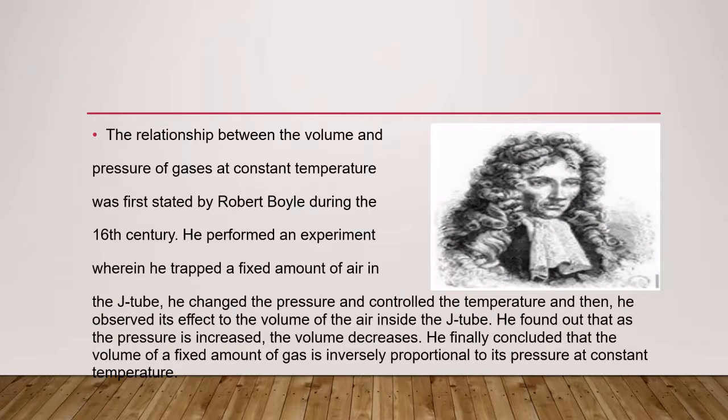The relationship between the volume and pressure of gases at constant temperature was first stated by Robert Boyle during the 16th century. He performed an experiment wherein he dropped a fixed amount of air in the J-tube. He changed the pressure and controlled the temperature, and then he observed its volume inside the J-tube. He found out that as the pressure is increased, the volume decreases. He finally concluded that the volume of a fixed amount of gas is inversely proportional to its pressure at constant temperature.